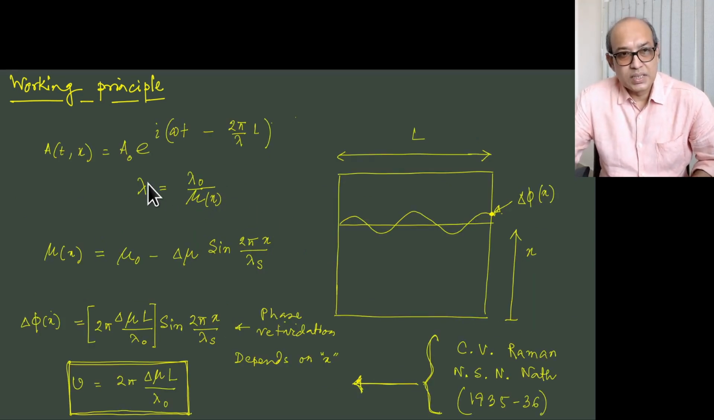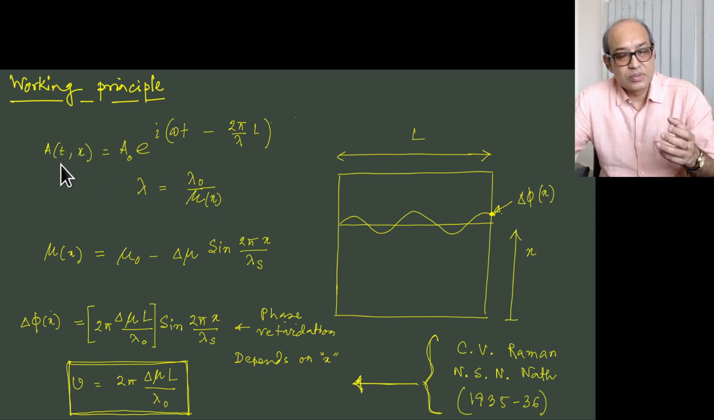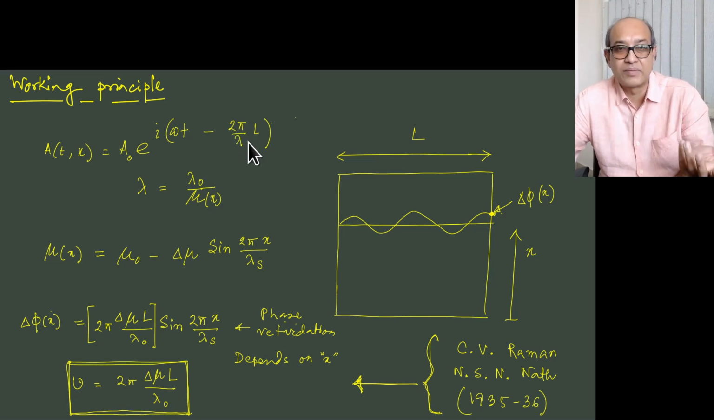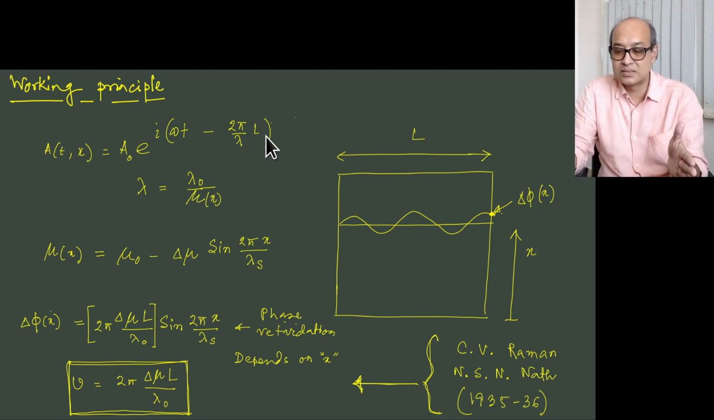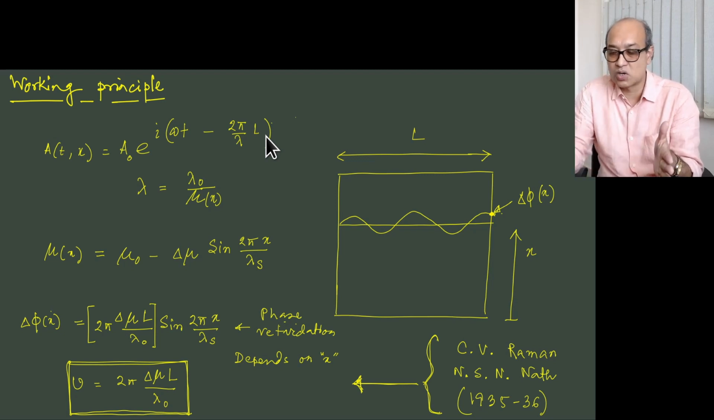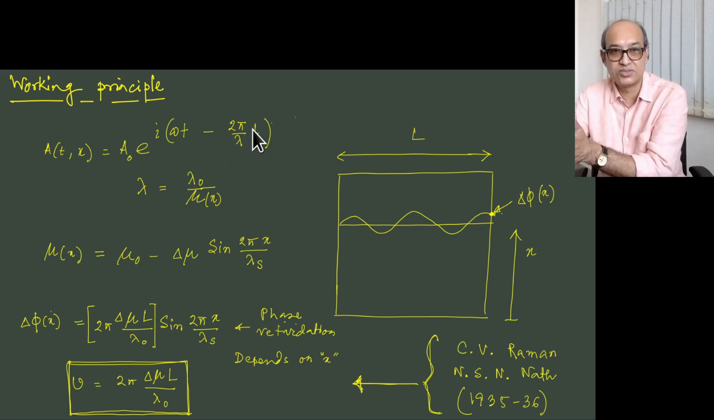To analyze that, what they did is they wrote down the amplitude of the light, which is a function of time and position, as the amplitude A times exponential i omega t, omega being the angular frequency of the light and t the time, minus 2 pi by lambda times L. Lambda is the wavelength of the light, and L is the amount it has traversed, so L is the length of the box. So after the length of the box, you expect the amplitude to be this much, except this lambda is lambda naught, the wavelength of the light, divided by the refractive index.